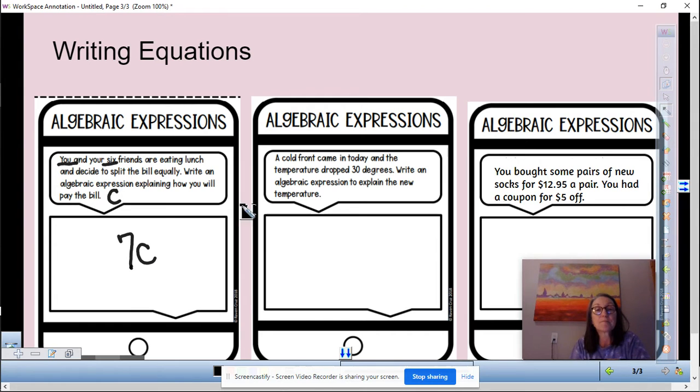Algebraic expressions, again. A cold front came in today and the temperature dropped 30 degrees. Write an algebraic expression to explain the new temperature. Well, let's think about what the old temperature is. The old temperature is T. And then what am I doing? Well, it dropped, so let's subtract 30 from that.